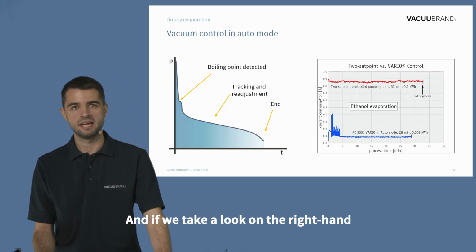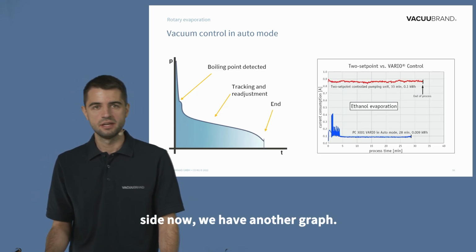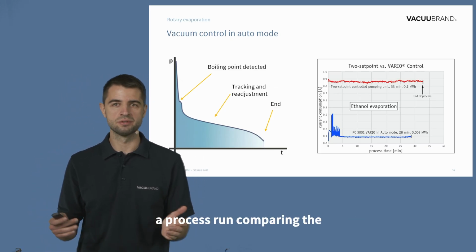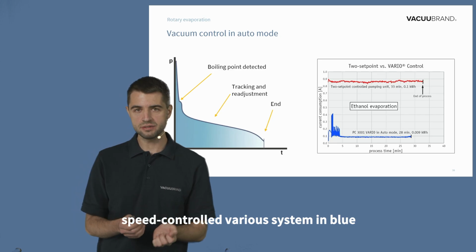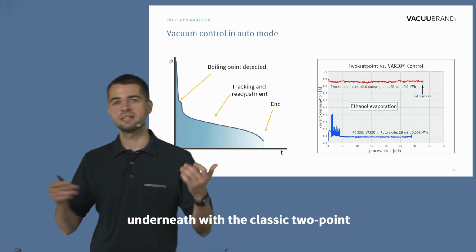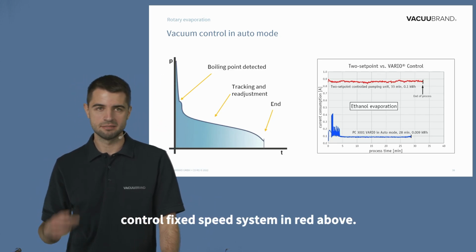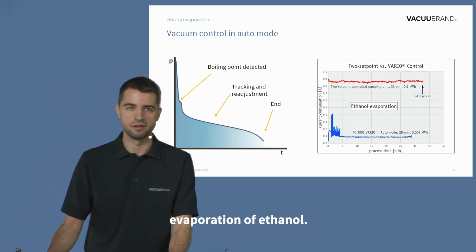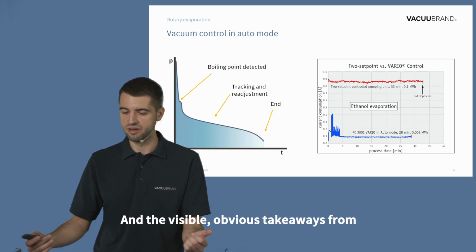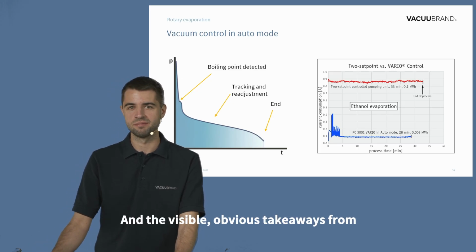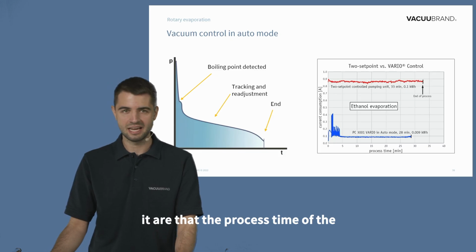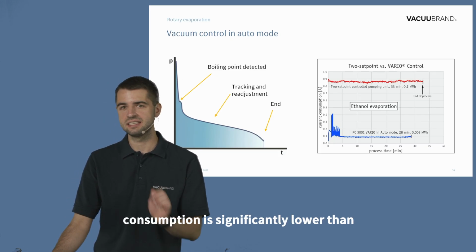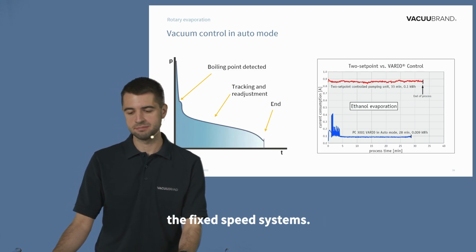And if we take a look on the right hand side now, we have another graph. We can see the energy consumption in such a process run, comparing the speed controlled vario system in blue underneath with the classic 2-point controlled fixed speed system in red above. And here we observe the evaporation of ethanol. And the visible, obvious takeaways from it are that the process time of the vario systems is shorter and the energy consumption is significantly lower than the fixed speed systems.